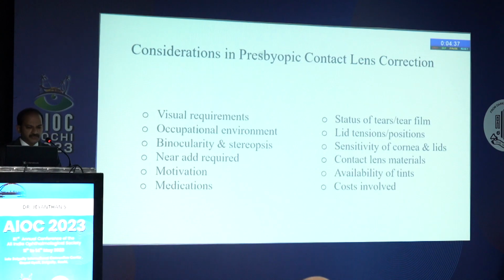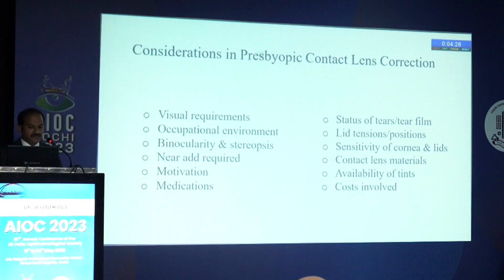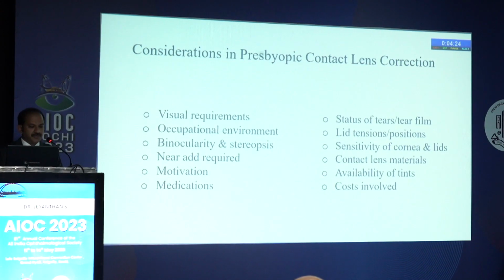lens correction. So we need to check for the visual requirement. The occupational environment of the patient is very, very important. Binocularity and stereopsis are very important when you are planning for monovision. The near add required for the patient for their particular work is very important. Most important is the motivation of the patient to use contact lenses. Any medication the patient is on is very important. The status of the tears and the tear film, lid tension, position, and sensitivity of the cornea are all the anatomical things that we need to look into.